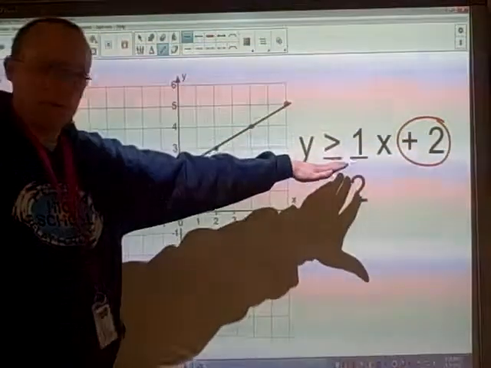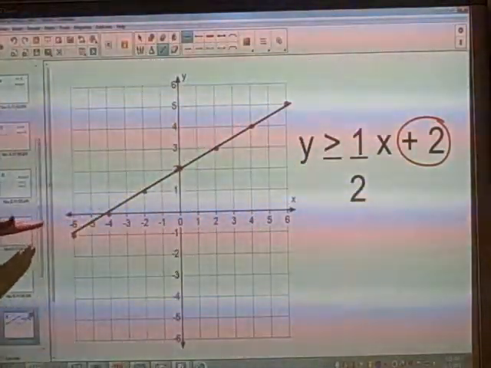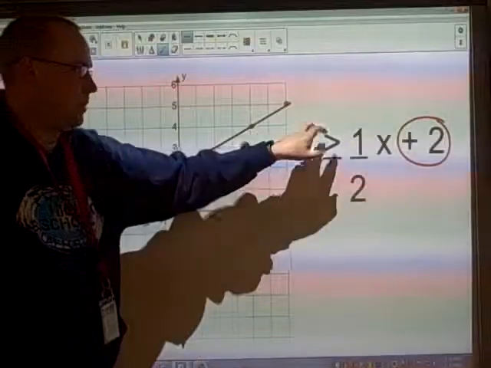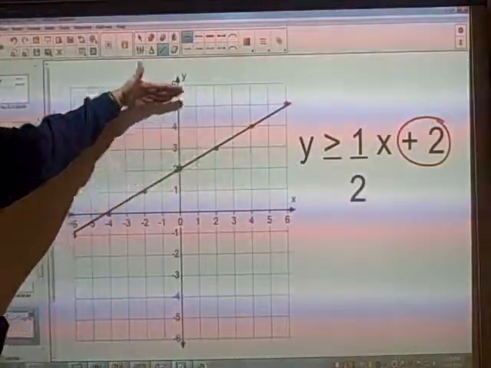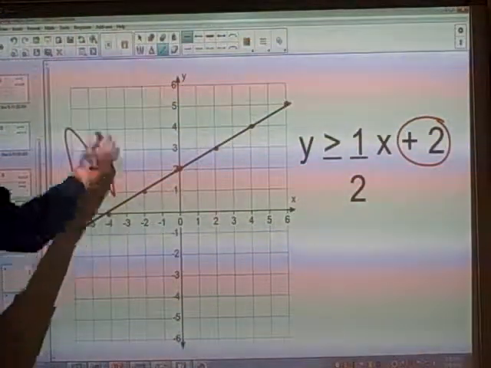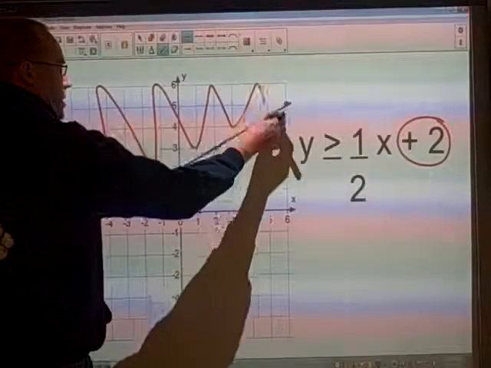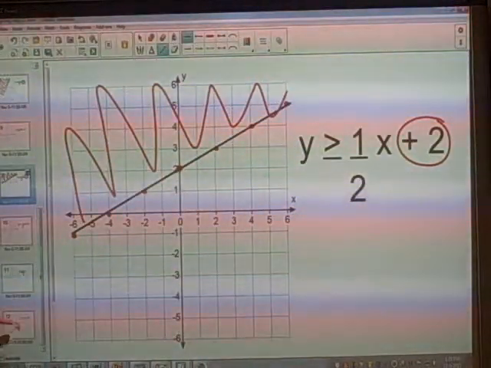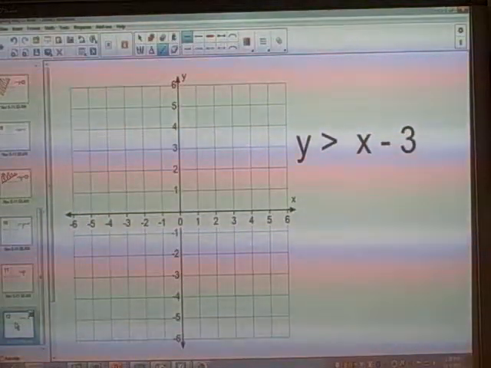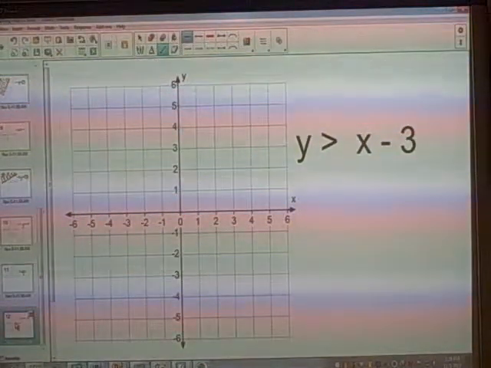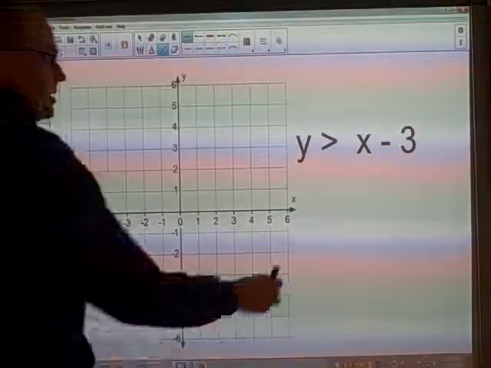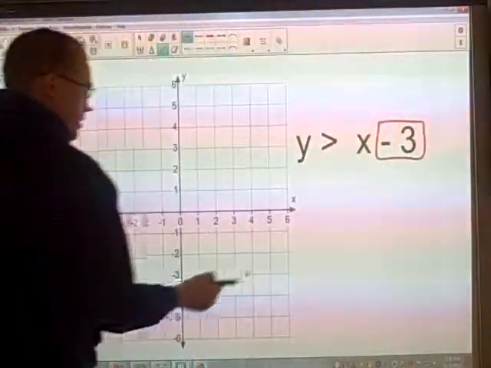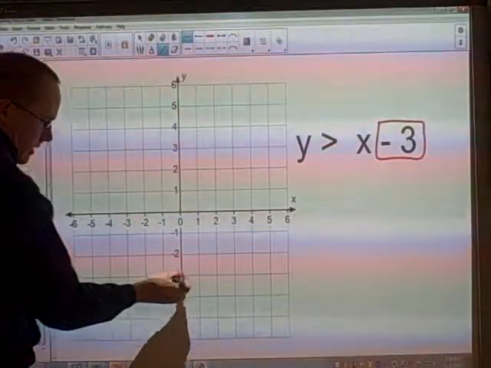Now notice this time it does say equal to, so I'm going to leave this as a solid line. This is a positive y, it says greater than, which means I'm going to shade it above the line. So in other words, everything up here. Let's go to possibly the worst question, I guess. y equals x minus 3. So for this one, I know my starting point, I can see that here. I'm going to start with -3 on the y-axis.